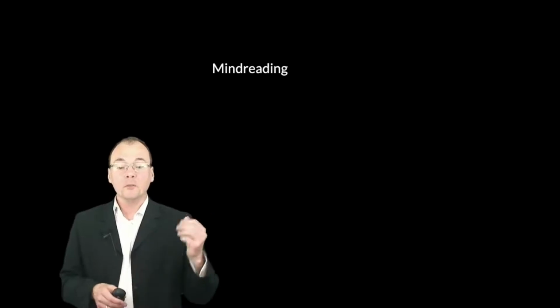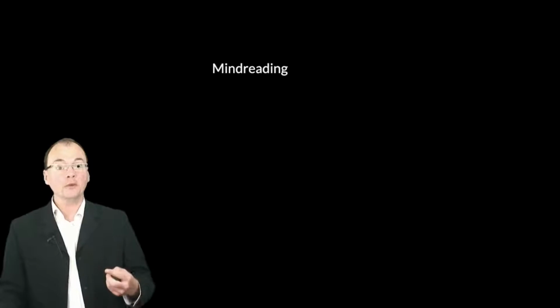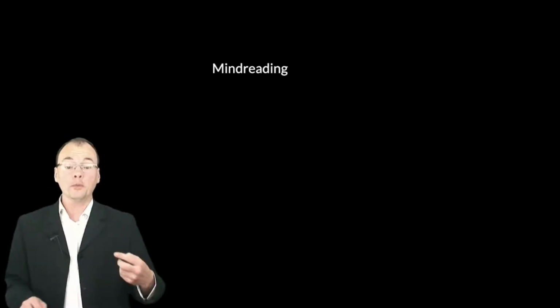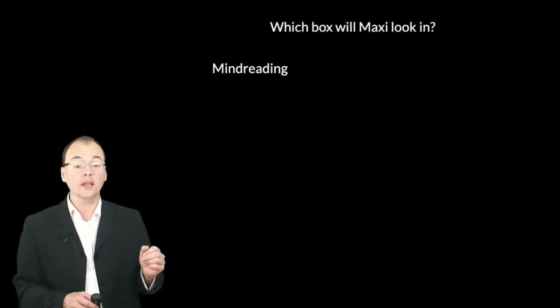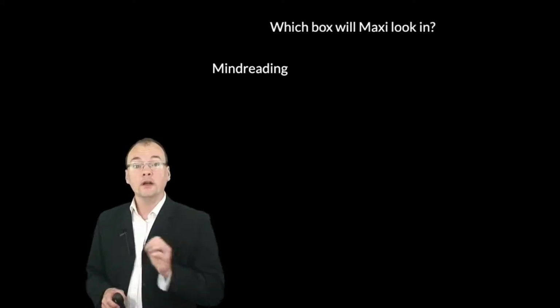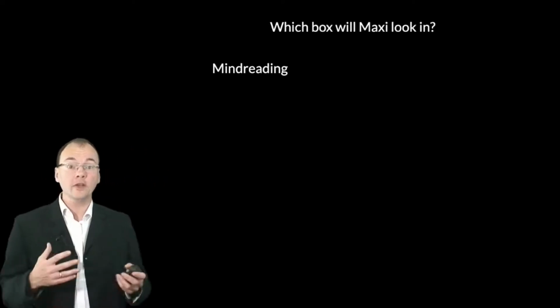My topic is mind reading, the process of identifying mental states and actions as the mental states and actions of particular subjects, yourself or another. Very simple illustration, classic illustration. You're asked, which box will Maxi look in? Which box will Maxi look in?